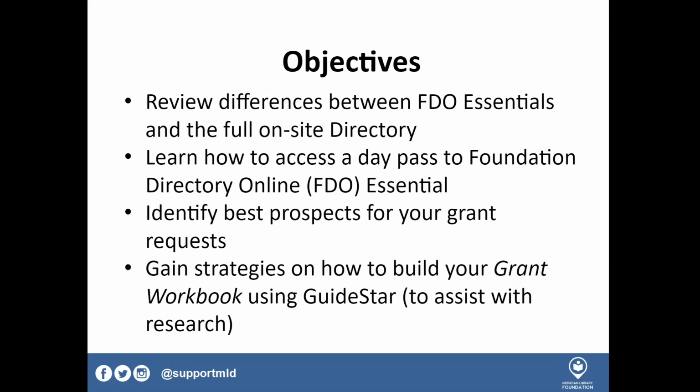So the objectives for this portion: we're going to review quickly the differences between FDO Essentials and that full on-site directory. We're going to learn how to access the day pass to Foundation Directory Online, the Essential version. We're going to identify best prospects for your grant requests and gain a few strategies on how to build your grant workbook using Guidestar. And I use this word grant workbook. We'll find a little bit more information about that towards the end.